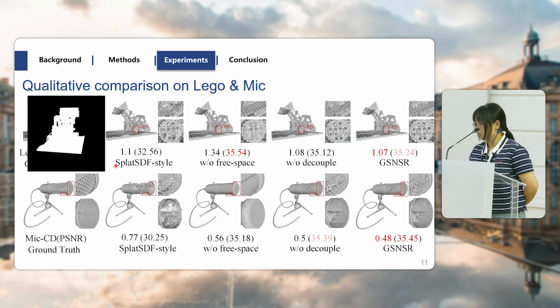This is the mask. The mask only separates foreground from background. It doesn't cut out the area under the LEGO chassis. That tells us the free space loss is actually enforcing this constraint.